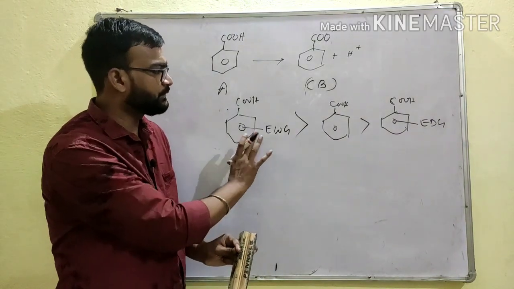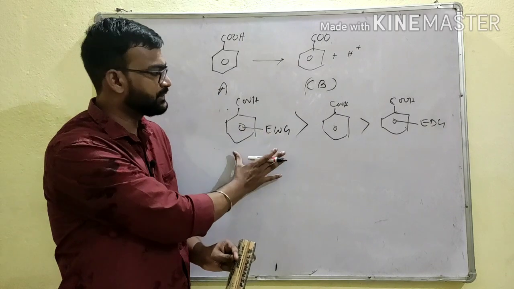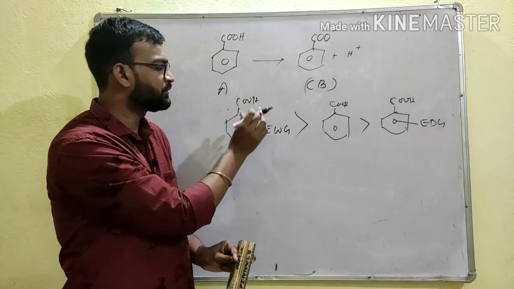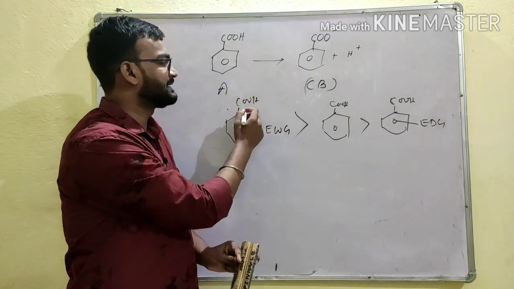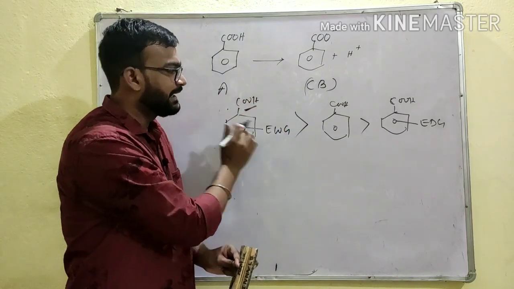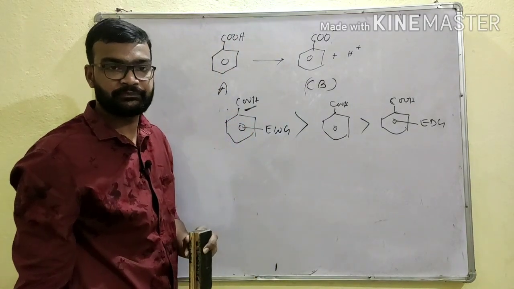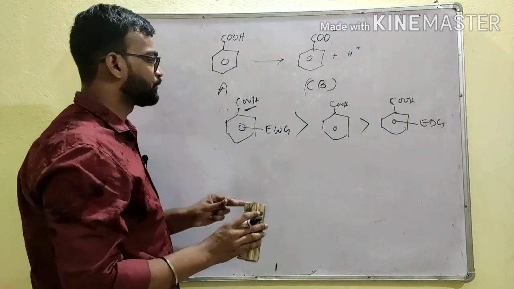Okay, we know it already. We know this concept from earlier classes, from acid concept theory, right? So an electron withdrawing group enhances the acidity of that acid, and an electron donating group reduces or decreases the acidity. Okay, but what is the ortho effect?